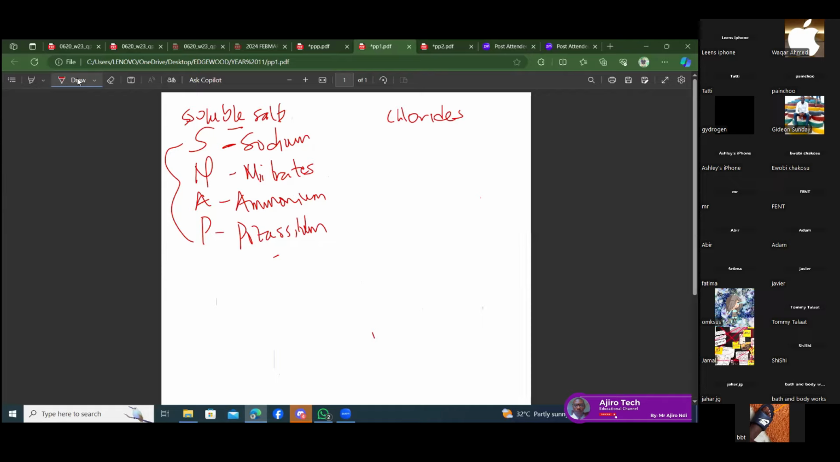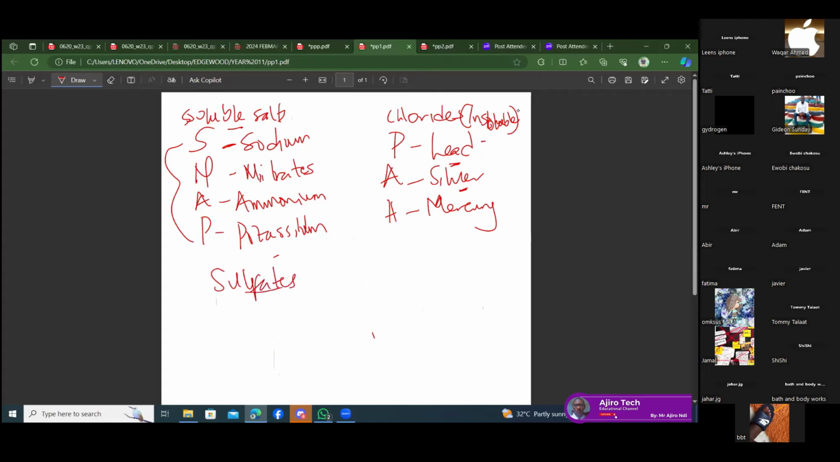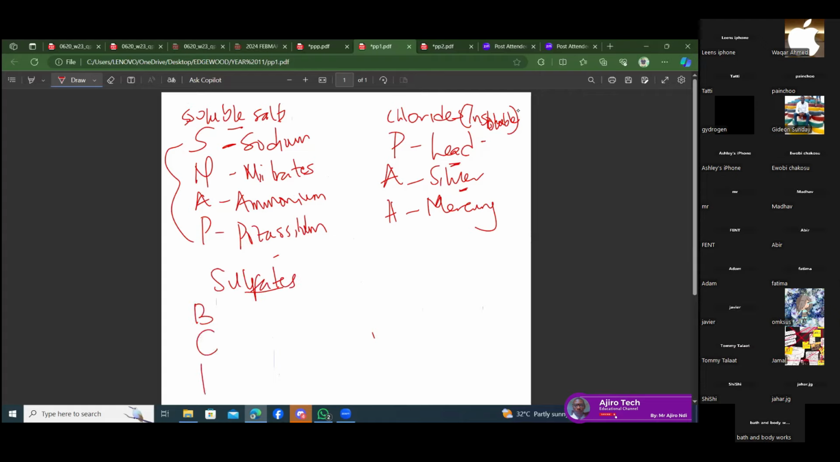Okay, so chlorides. We have lead, silver, and mercury. So chlorides of lead, silver, and mercury are insoluble. These ones are insoluble. Then we also have the sulfates that are insoluble.